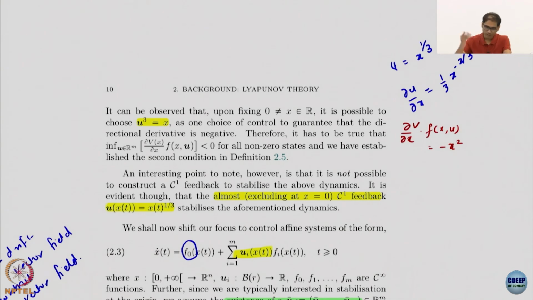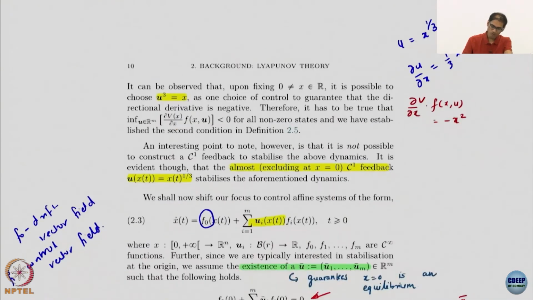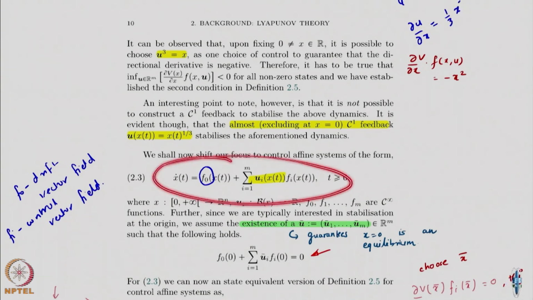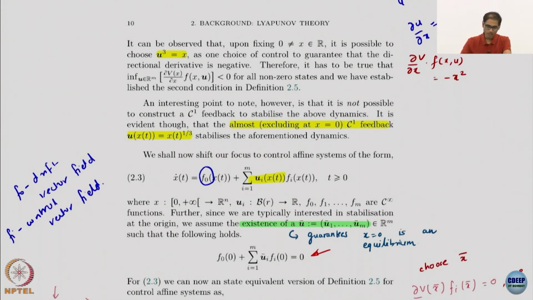Anyway, obviously researchers working on these control Lyapunov functions wanted to achieve something more, and they realized they can achieve more only if they specialize to control affine systems. What is a control affine system? Affine means linear. Control affine means linear in the control.